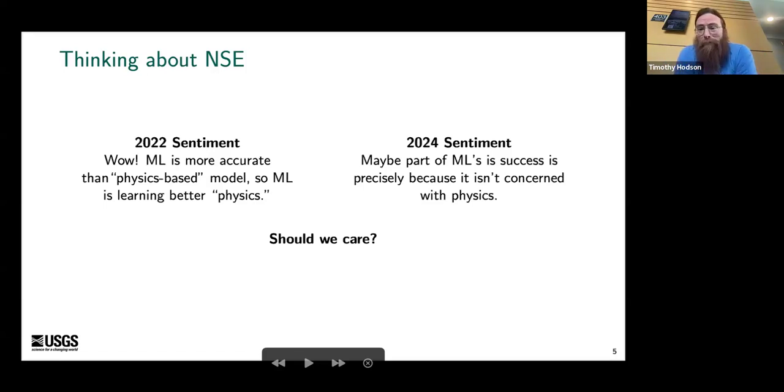And finally, just summing up the sentiment, I've been fortunate enough to have gone through all the hydro-MLs, and I don't want to pigeonhole anyone, but I felt like the sentiment in 22 was, wow, these ML models are great. They're more accurate than our physics-based models. And so maybe the conclusion is that these models are learning better physics. I think in the past couple of years, that attitude is changing, and maybe ML is learning something other than physics. And should we care? I'll leave that question open, and maybe we'll discuss at the end.